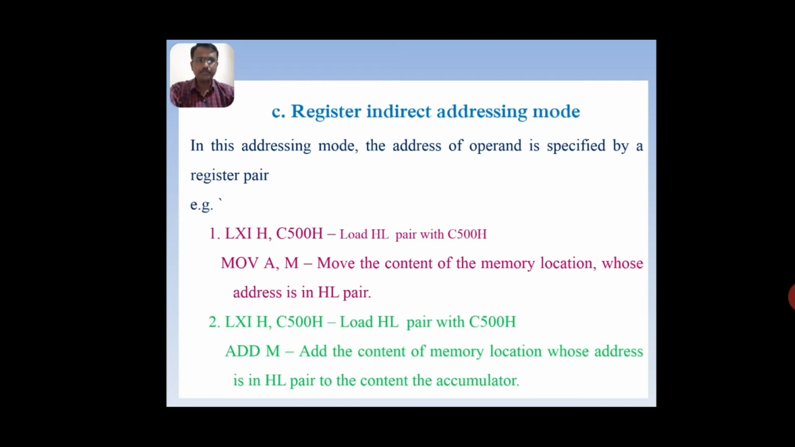ADD M. Add the content of the memory location whose address is in the HL pair to the content of the accumulator. So what will happen? Again, due to this instruction, addition between the content of the accumulator and the content of a memory location will take place, but the address of the memory location is given by the register pair. So the address is given indirectly. So ADD M is also an example of register indirect addressing mode.